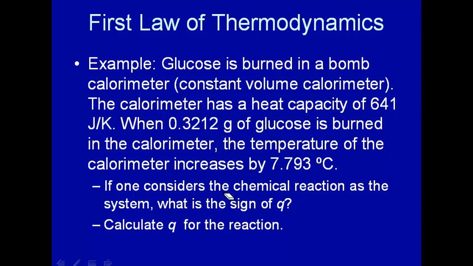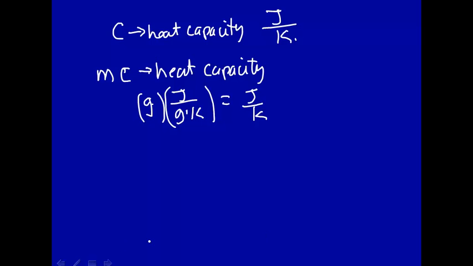Okay, so if one considers the chemical reaction as the system, what is the sign of Q? Well, let's draw a picture here. Here's our calorimeter. Maybe you remember from introductory chemistry, we used a coffee cup calorimeter. Essentially, this is insulated, so no heat can go outside the calorimeter, and it is a constant volume, so this is also rigid.